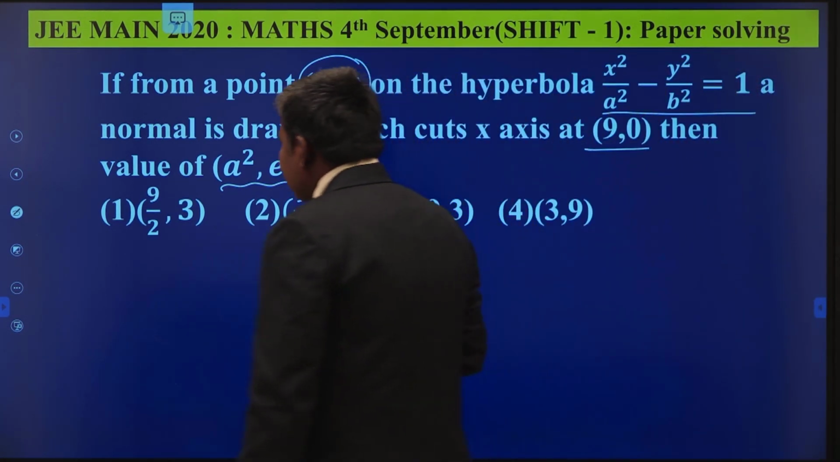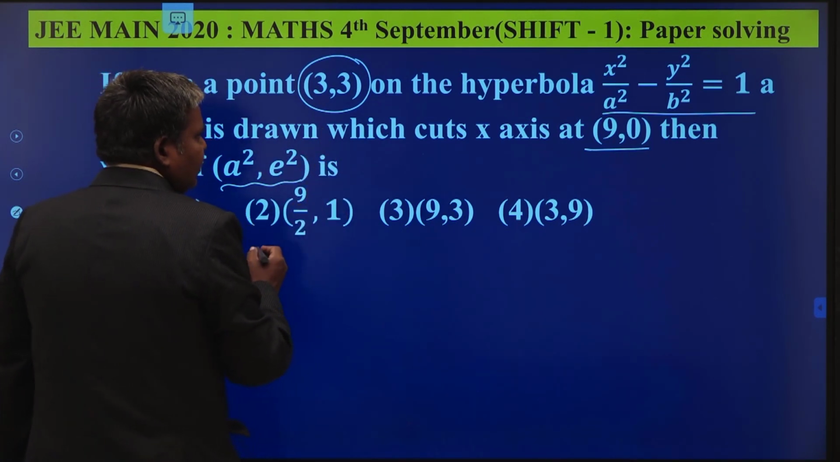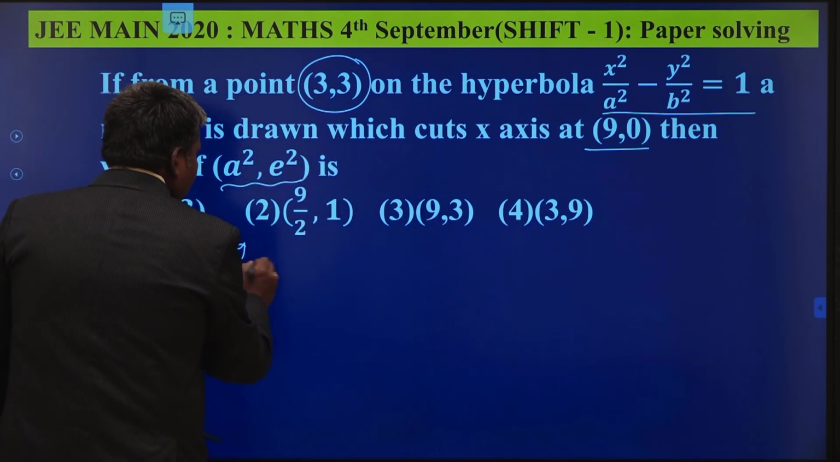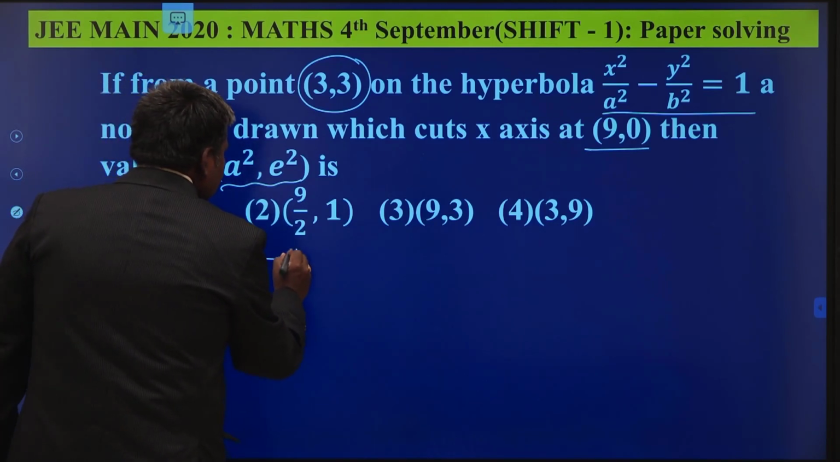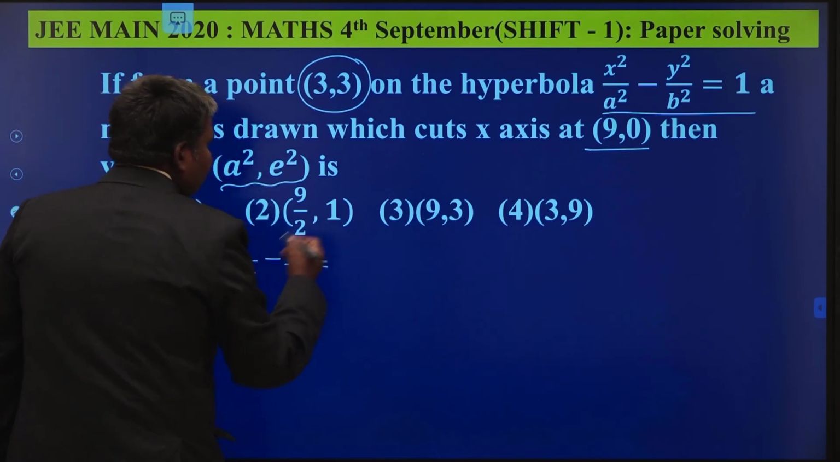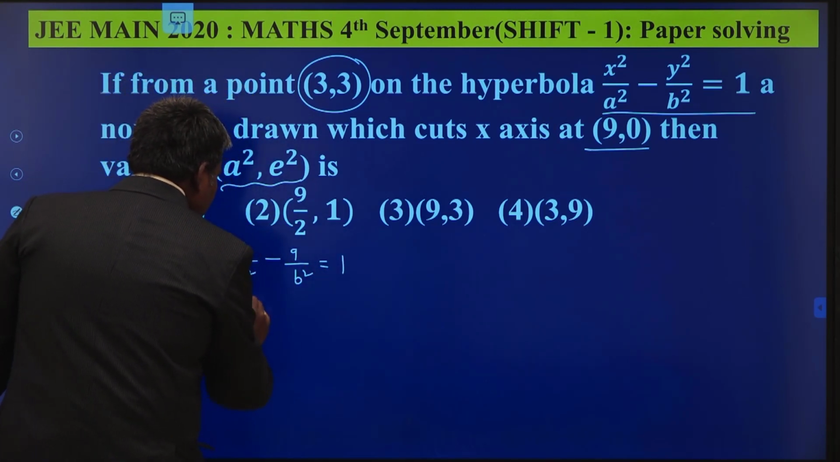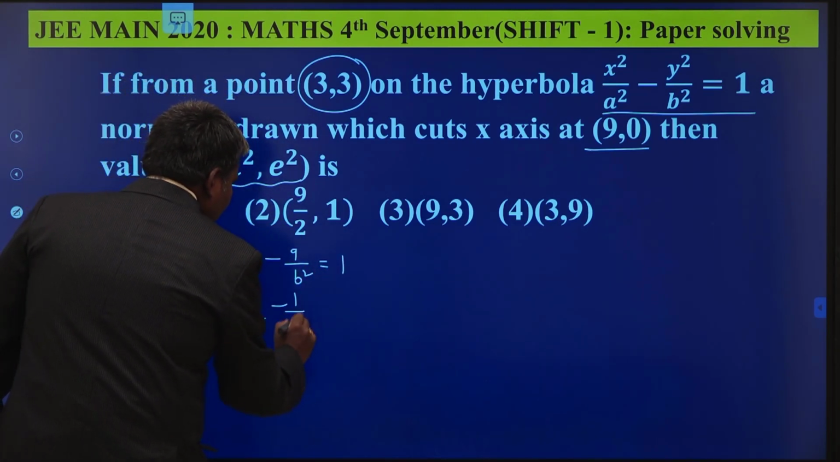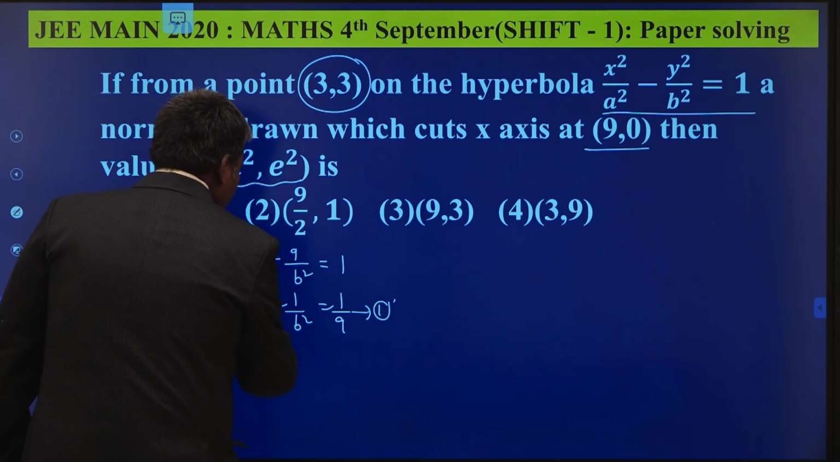So first of all, (3, 3) lies on my hyperbola. So substitute (3, 3) in the hyperbola equation. 9 by a square minus 9 by b square is equal to 1. This implies 1 by a square minus 1 by b square is equal to 1 by 9. This is equation number 1.